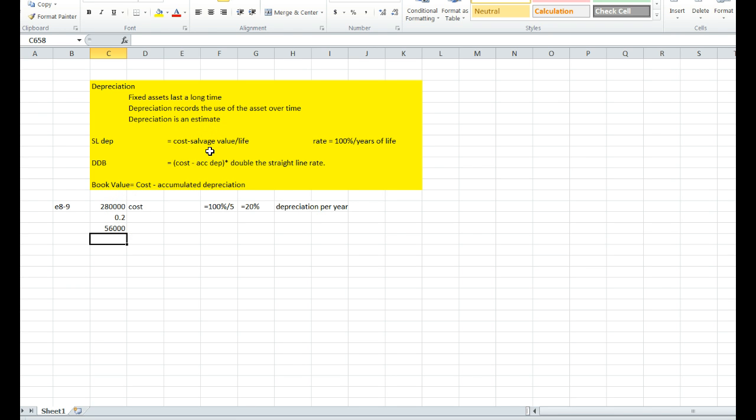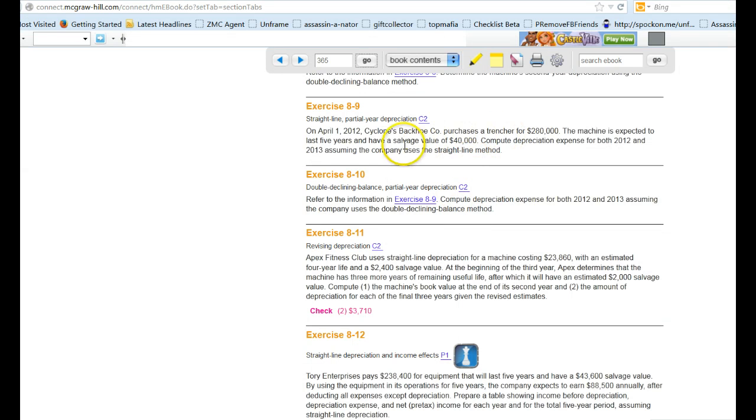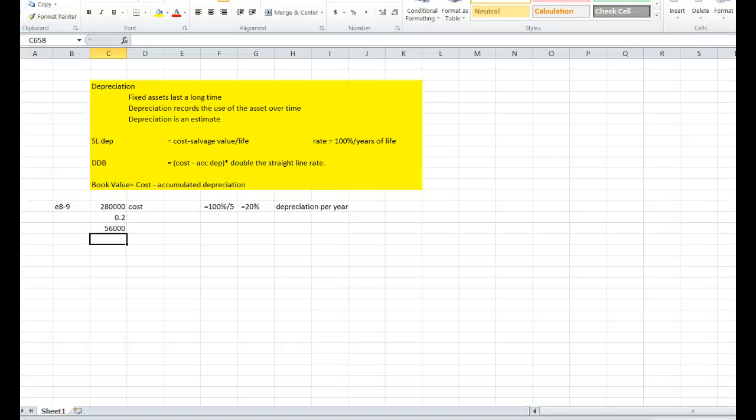Oops. Oh, I forgot to take the salvage value off. Hold on. Do we have a salvage value on that one? Let's double check. I don't remember. Oh, it has a salvage value of 40. Uh-oh. So I've got to switch this. So this is our cost. Over here, let's put our salvage value.